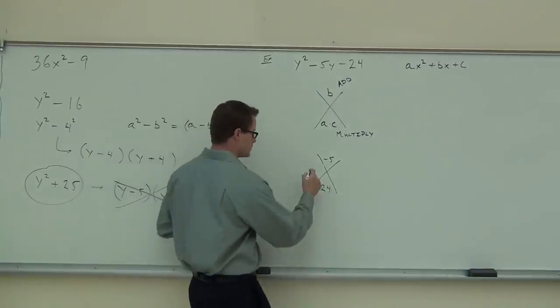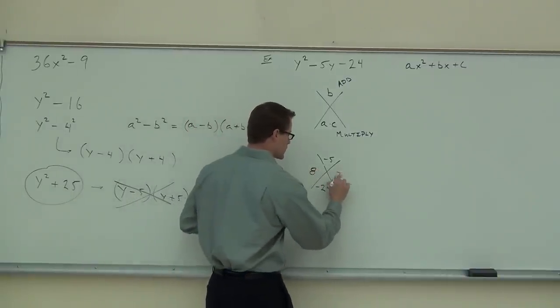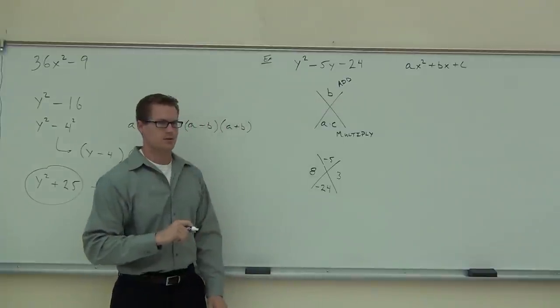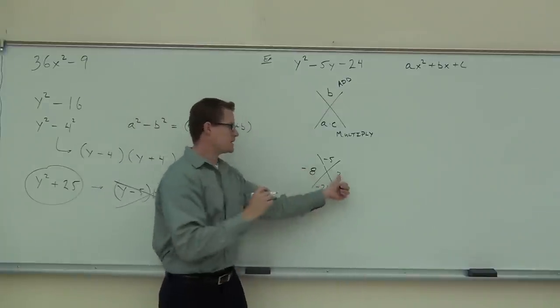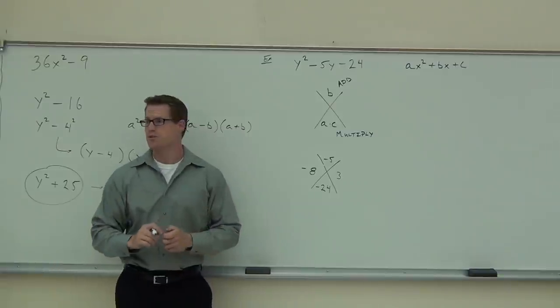So we're going to write down 8 and 3. Which one has to be negative here? Eight. Yeah, because we're adding and getting the negative there. Are you still with me on this?